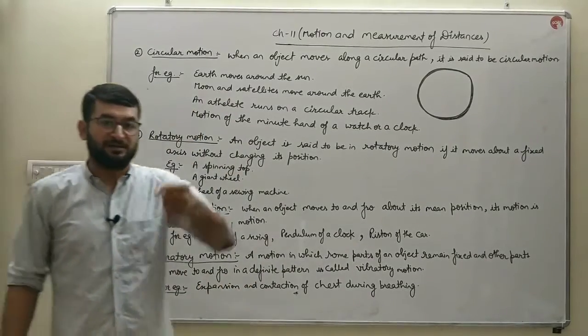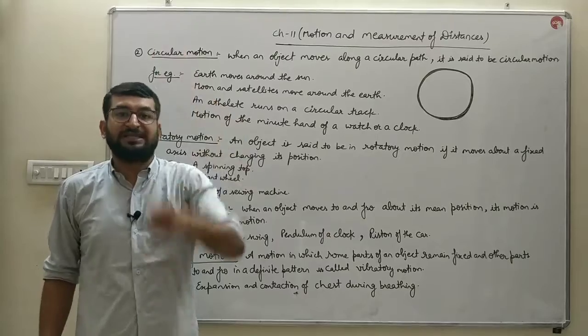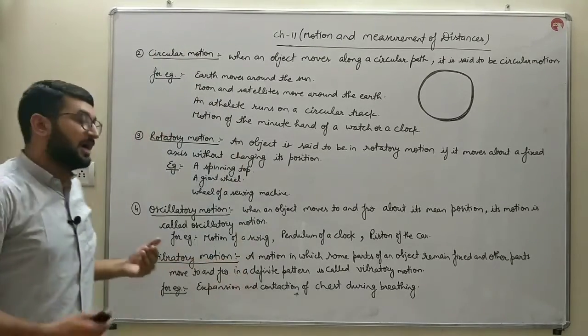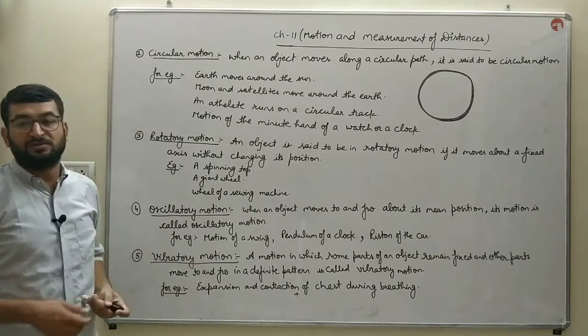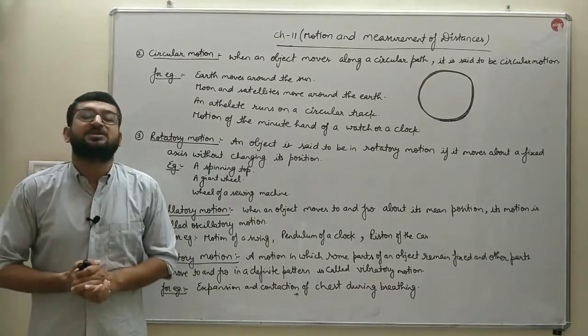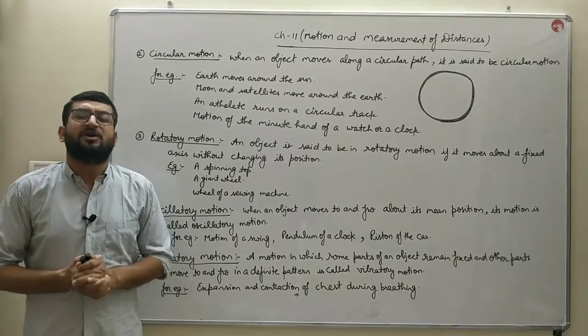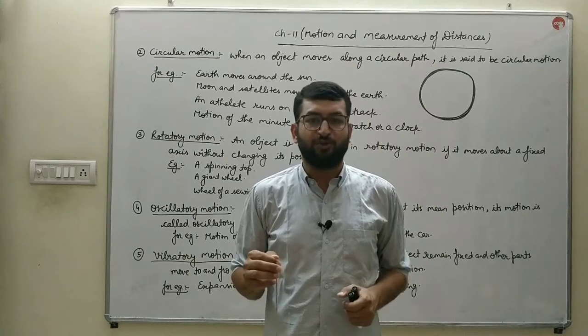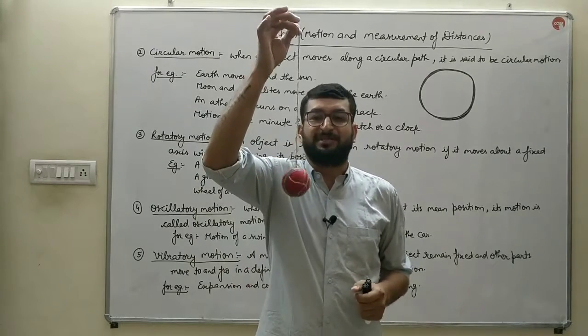The piston of a car always moves like this. So it always moves to and fro around its mean position. Along with that, the pendulum of a clock is also an example of oscillatory motion. To understand the oscillatory motion, you have to do this setup.